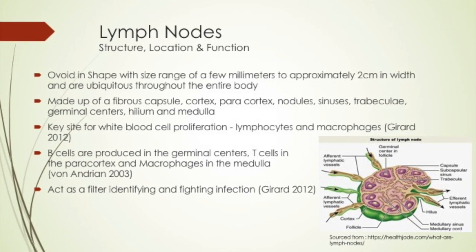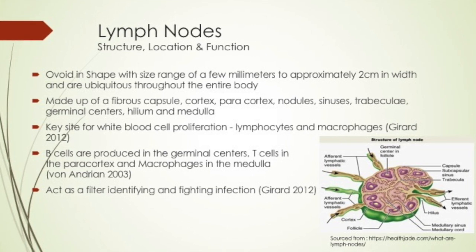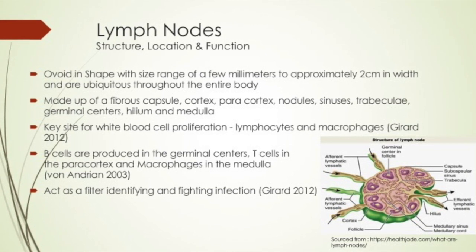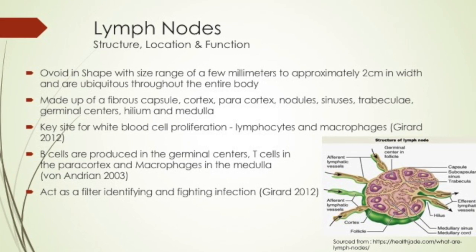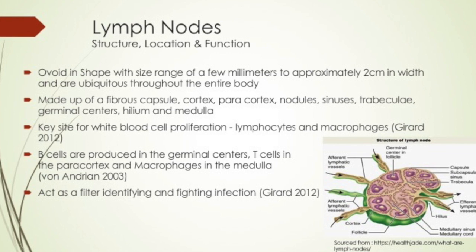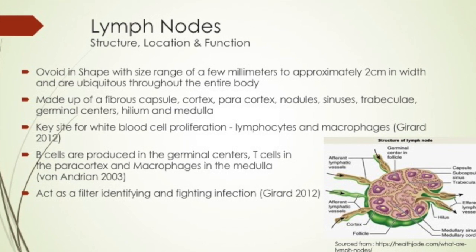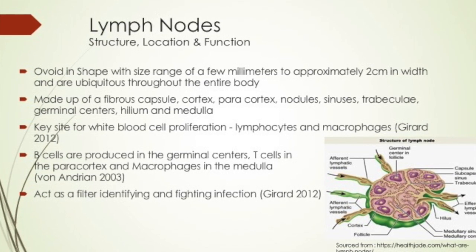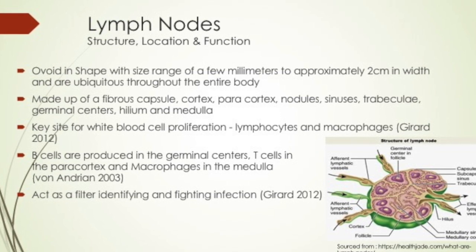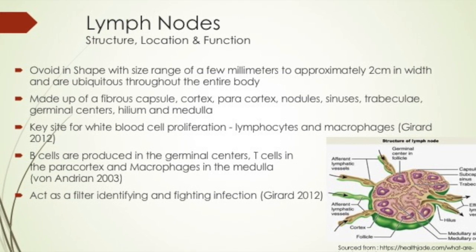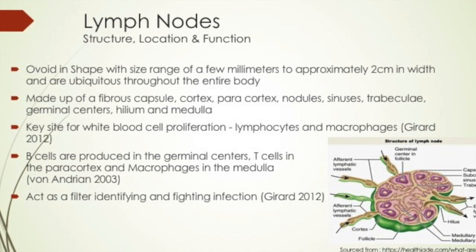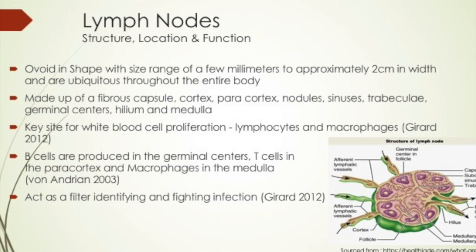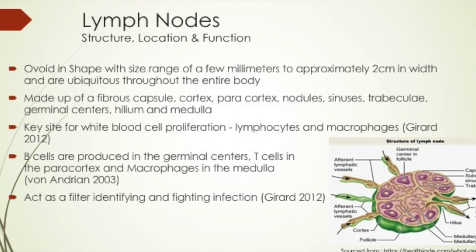Lymph nodes are made up of a fibrous capsule, cortex, paracortex, nodules, sinuses, trabeculae, germinal centres, hilum, and medulla. These are key sites for white blood cell proliferation, in particular lymphocytes, T cells and B cells, and macrophages. These different cells are produced in different regions of the lymph nodes, with B cells being produced in the germinal centres, T cells in the paracortex, and macrophages in the medulla. These cells help to fight off infection and pathogens by acting as filters.